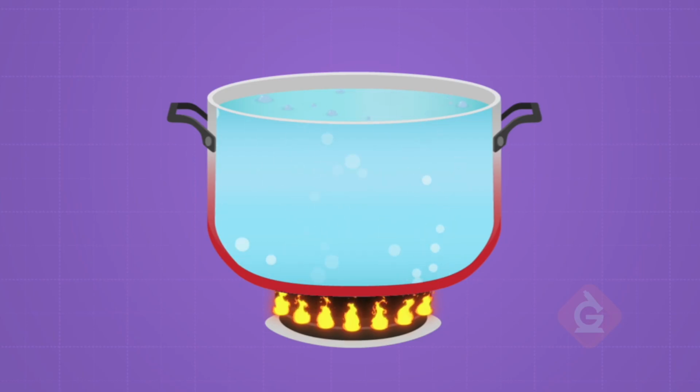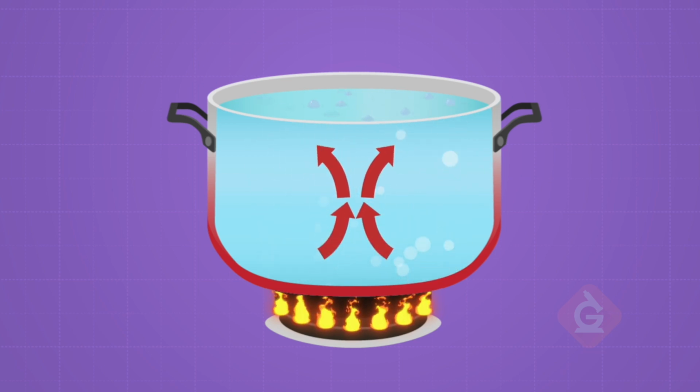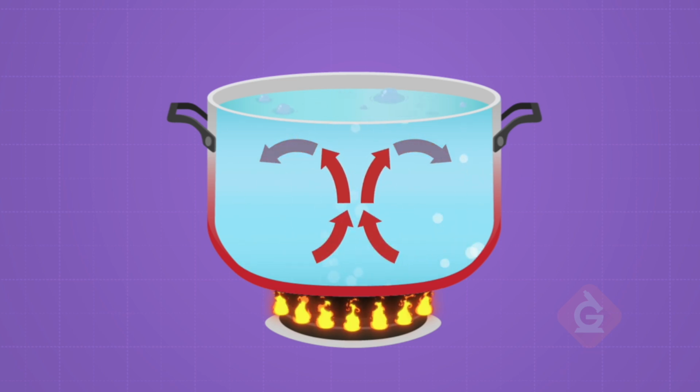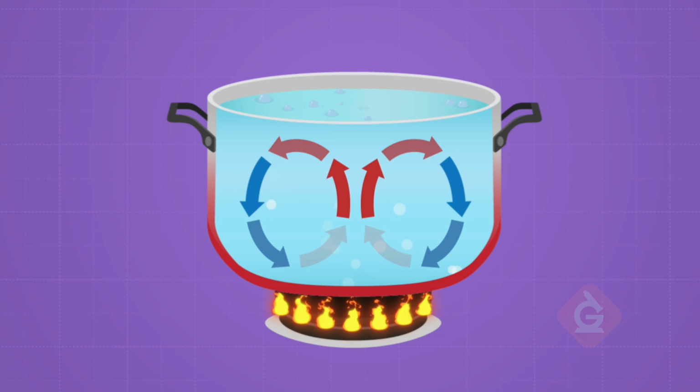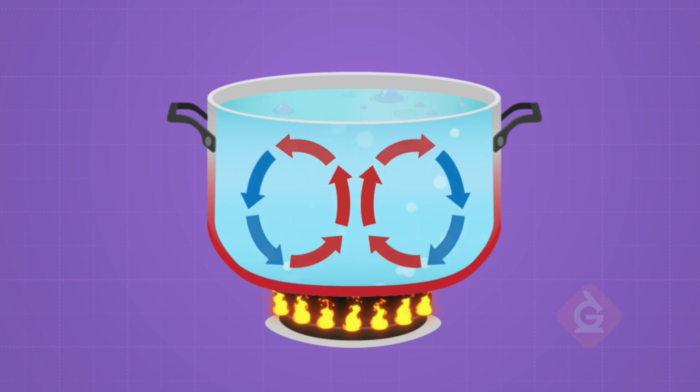The water at the bottom is closest to the fire, so it heats up first. The particles start vibrating more and spread out, making it less dense, so it rises up. Then, as it moves further from the heat source, it cools and becomes more dense. That makes it sink. And that can repeat in a cycle over and over again.